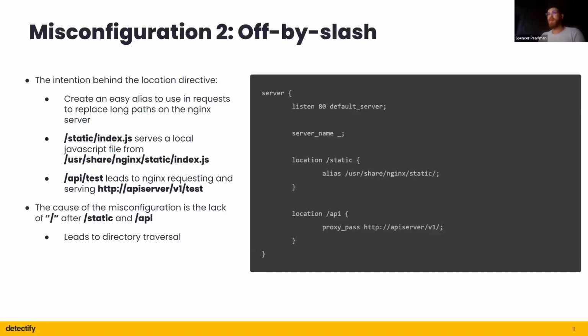So if the client were to request something like /static/index.js, nginx would know to serve a local file from the /usr/share/nginx/static directory, as we can see in this example to the right. Likewise, if we make a request to /api/test, again, it's to lead NGINX to request and serve from api-server/v1/test. Now, the cause of this misconfiguration is the lack of the directory separator after static and api. As we can see here, there's no following directory separator. And this misconfiguration, though very small, can lead to directory traversal.